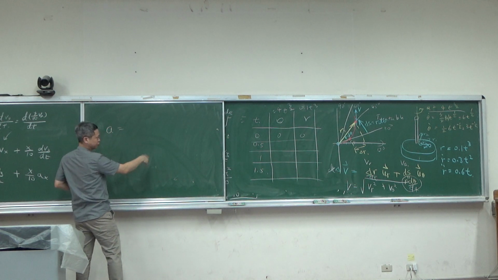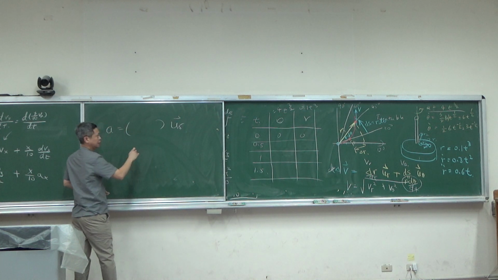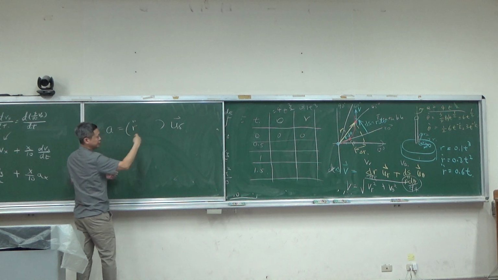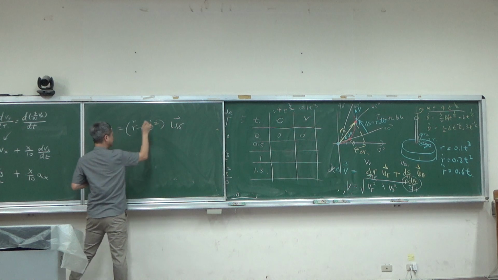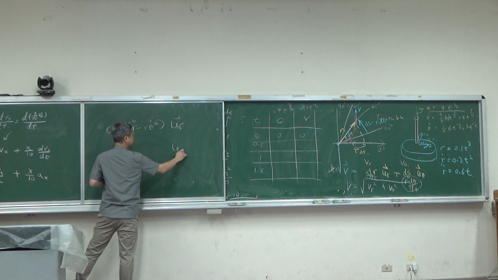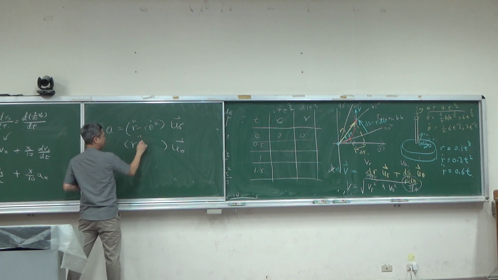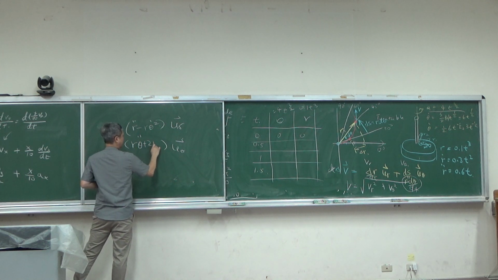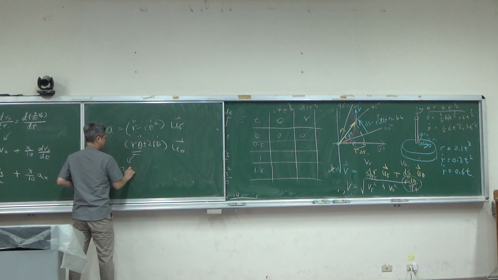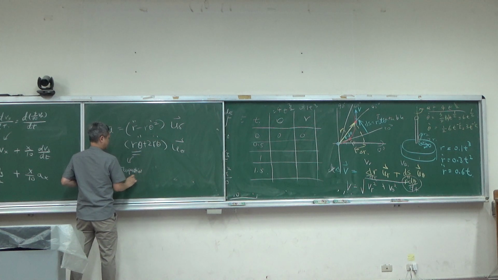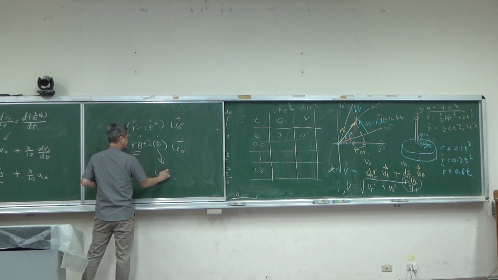What is your acceleration? Your acceleration consists of two parts. One is along the radius direction. This is your increase in the radius, and this is your centripetal acceleration. And then along the circumference direction, you have two parts. You have the r theta double dot plus the r dot theta dot. This is what you call your tangential acceleration per se. And then this one is your Coriolis.